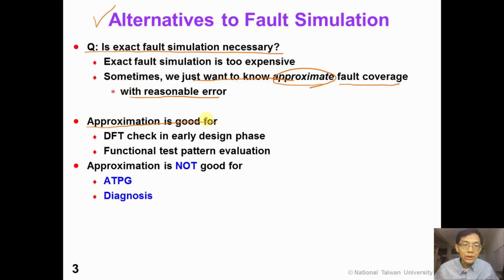Approximate fault coverage is good for DFT check in the early design phase or functional test pattern evaluation. Sometimes we just want to know approximately how good our test patterns are. We don't need to know the exact number. But please know that approximate fault coverage is not good for ATPG or diagnosis, because for ATPG and diagnosis, we need to know exactly which pattern detects which fault.